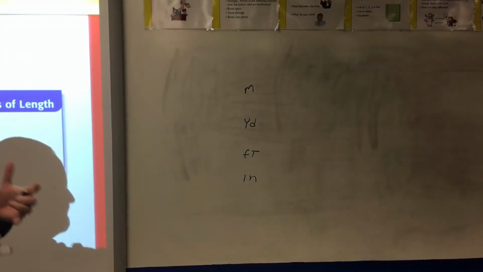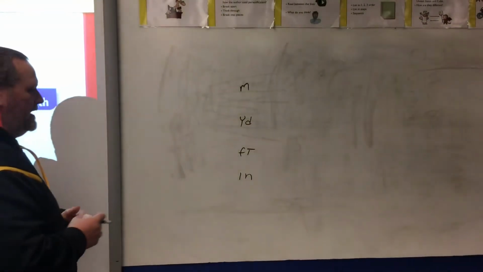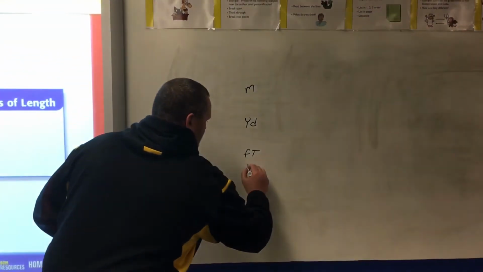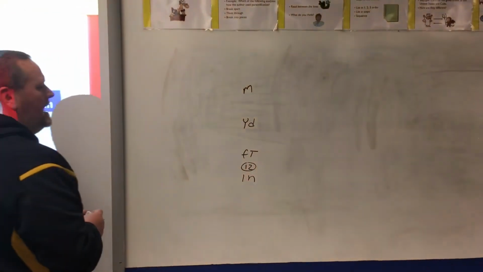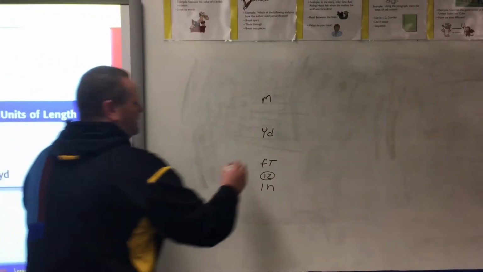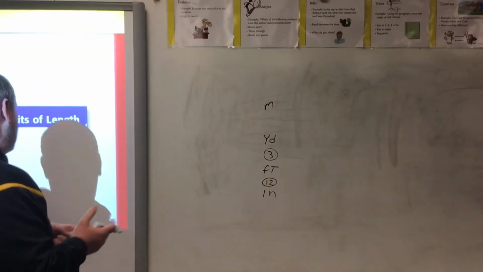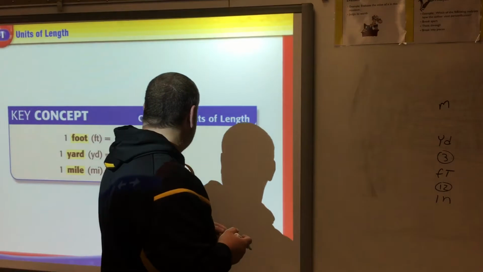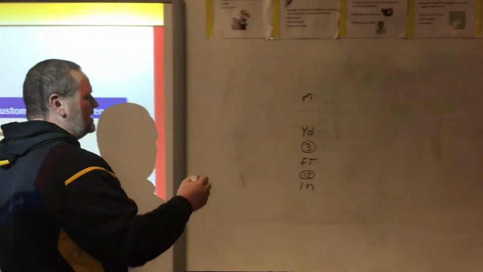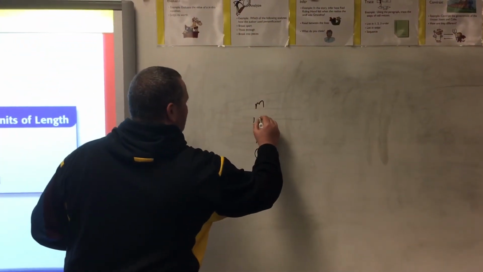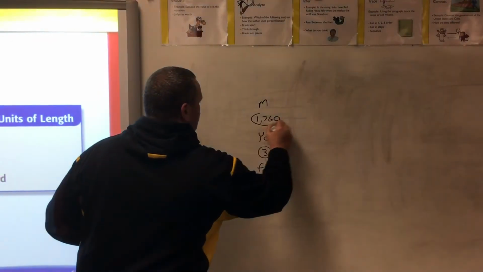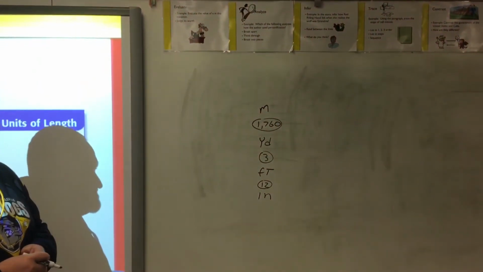Most of you should probably know how many inches are in a foot. 12 inches. How many feet are in a yard? 3. There are 3. And you may not know, but from the chart you can take a look. There are 1,760, and I'll circle that, yards in a mile.